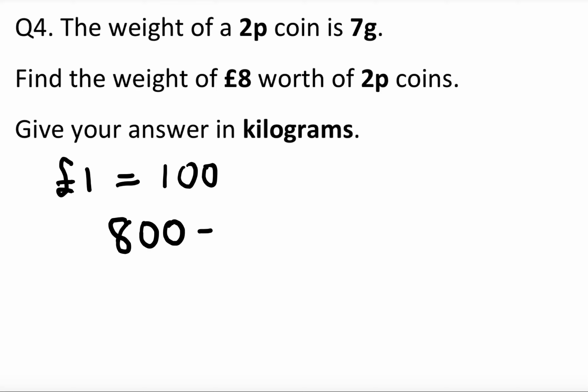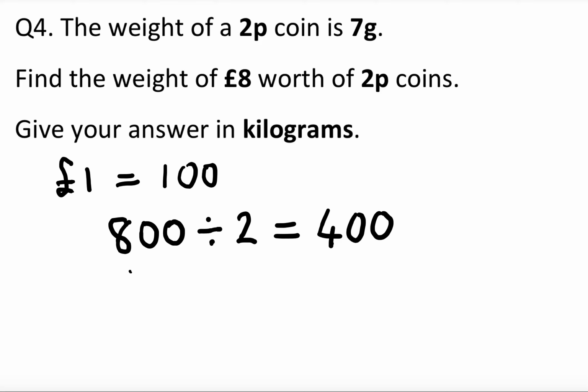How many 2p coins in 800? So if we divide that by 2, that gives us 400. So we know there's 400 2 pences in £8. But what does that weigh?